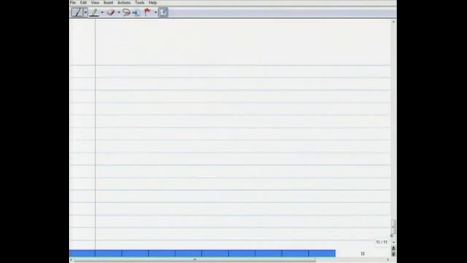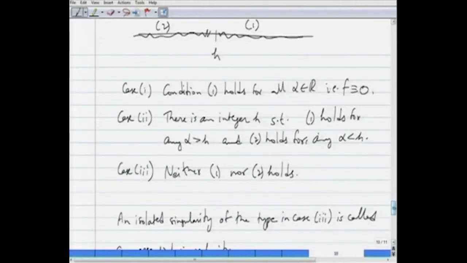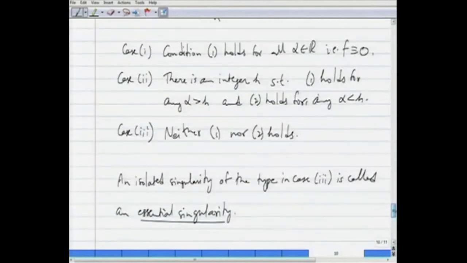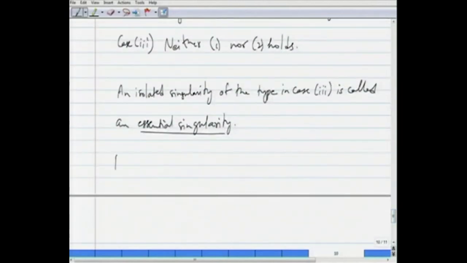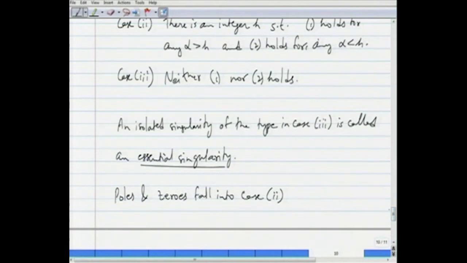So that's the definition of an essential singularity. Also, notice that case 1 is uninteresting in the sense that it's a trivial case where f is identically 0. Poles and zeros fall into case 2. What I mean by that is if f has a 0 or if f has a pole, then case 2 holds. Even if it has a removable singularity, then case 2 holds.